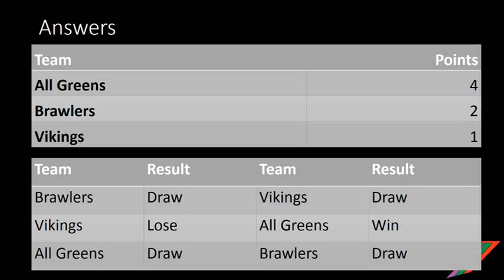So how did the All Greens do against the Vikings? As the Vikings only have 1 point, we can assume that they lost to the All Greens, and the All Greens defeated the Vikings, giving them the 3 points. So therefore the All Greens have 1 win and 1 draw, giving them 4 points. The Brawlers have 2 draws, and the Vikings have 1 draw and 1 defeat. And this is how the rest of the puzzles will look. They'll be a little bit more complicated than this. This is just to give you a general idea of how to approach these problems.